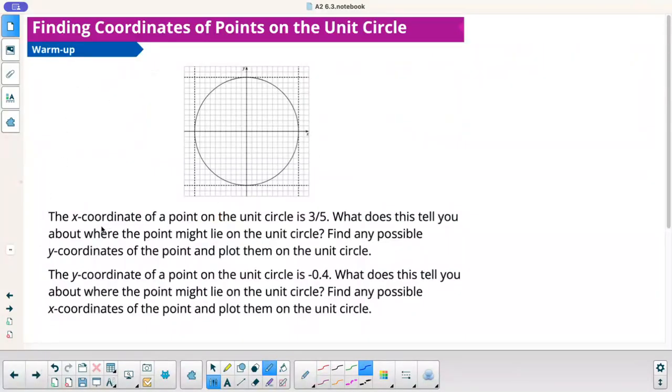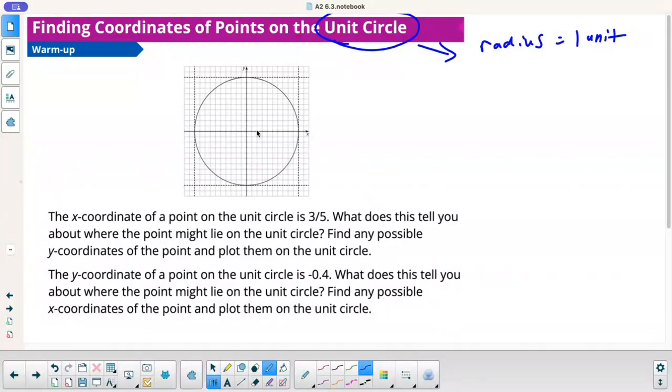All right, so here's our warm-up. The x-coordinate of a point on the circle is 3/5. What does this tell you about where the point might lie on the unit circle? Find any possible y-coordinates of the point and plot them on the unit circle. So when we say unit circle, it's a little vague. It doesn't really tell you what that means. It means that the radius equals 1 unit. So this radius is 1.